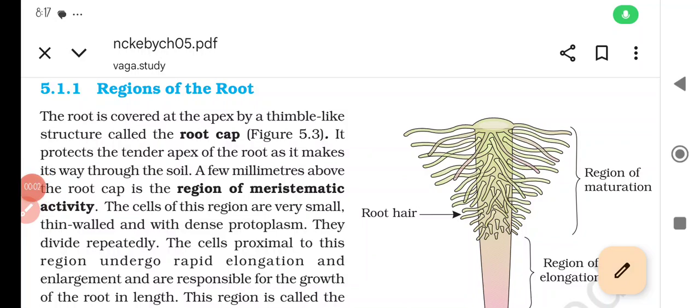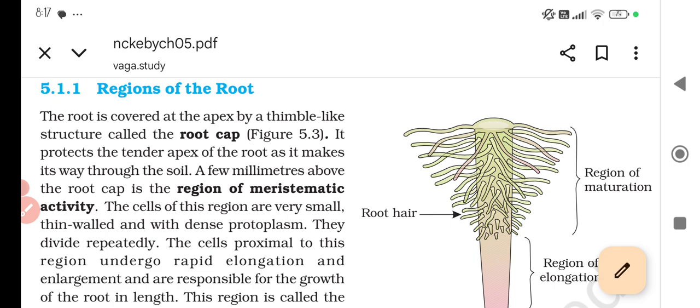Hello friends, welcome back. So in this video we will see part 2 of the chapter Morphology of Flowering Plants. If you haven't watched part 1 yet, I recommend you watch that before watching this video to understand the chapter better.